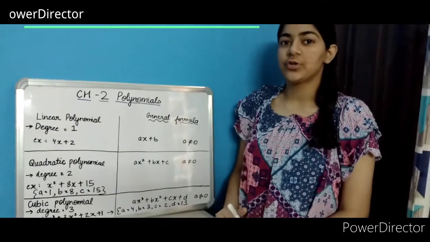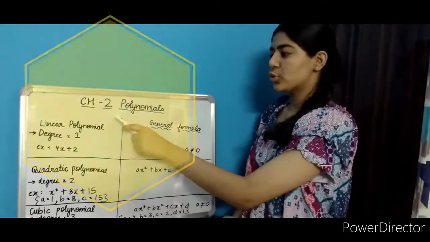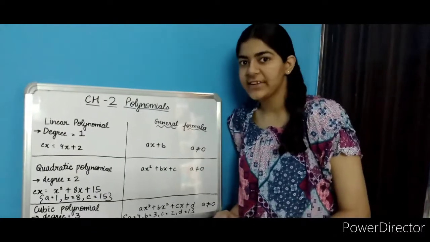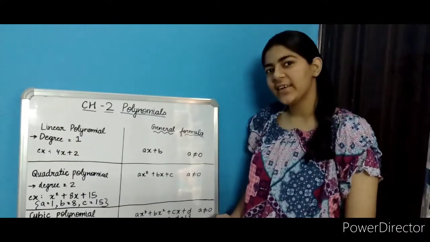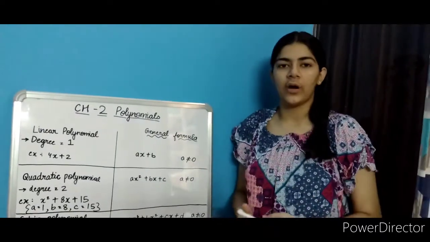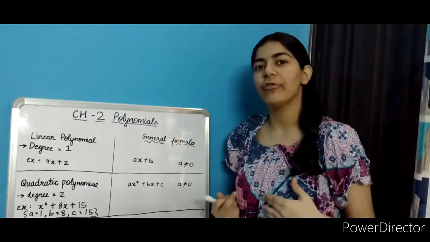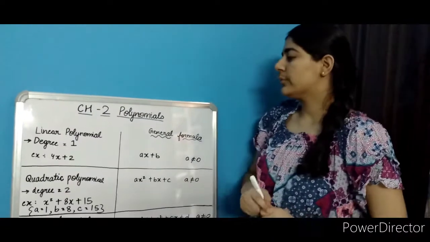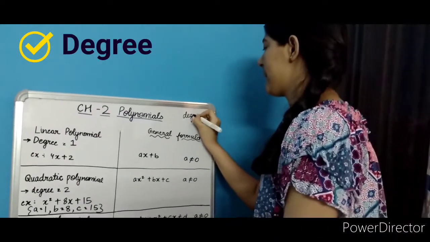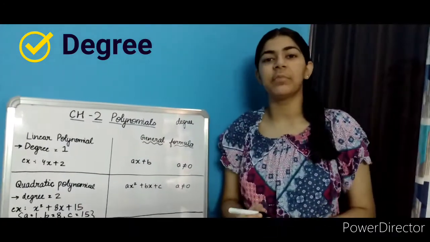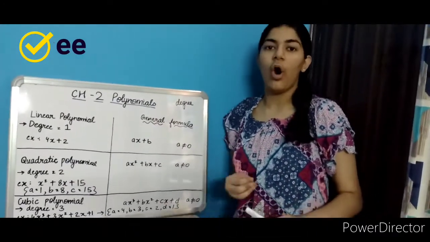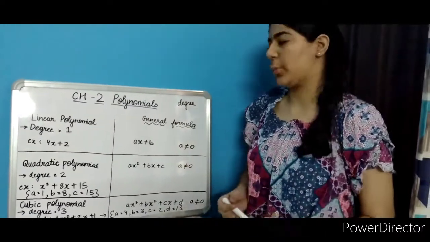Today we are going to do chapter 2 polynomials from your class 10th maths. So let's get started. First I'm going to tell you what is degree and what are the types of polynomials. So what is a degree? Degree is basically the highest power of the variable of the whole polynomial.